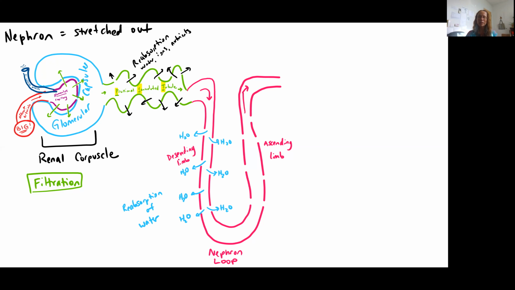In the descending limb, we're going to get reabsorption of water. So that means water is leaving the nephron and moving back into the bloodstream. On the ascending limb, we're going to see reabsorption of sodium and chloride ions. And so we'll be talking about this again as we go through and look at the nephron loop in more detail. So we're going to talk about the nephron loop as having this overall job as regulating the osmolarity.